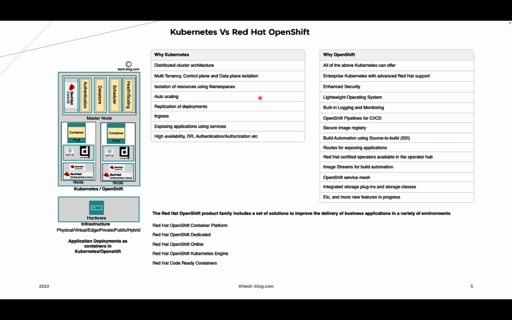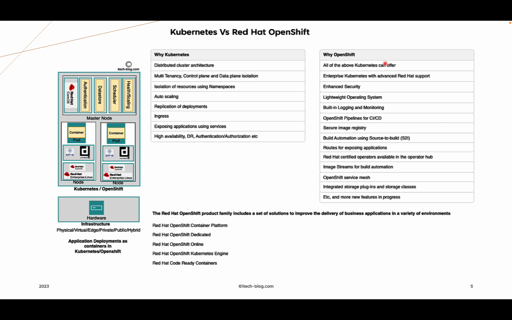Kubernetes also enables auto-scaling of containers and replication of application deployments across multiple nodes of a cluster. You can set up ingress to route user traffic to their corresponding backends without having to set up multiple load balancers, etc. If Kubernetes provides all these benefits, why do we need Red Hat OpenShift at all?